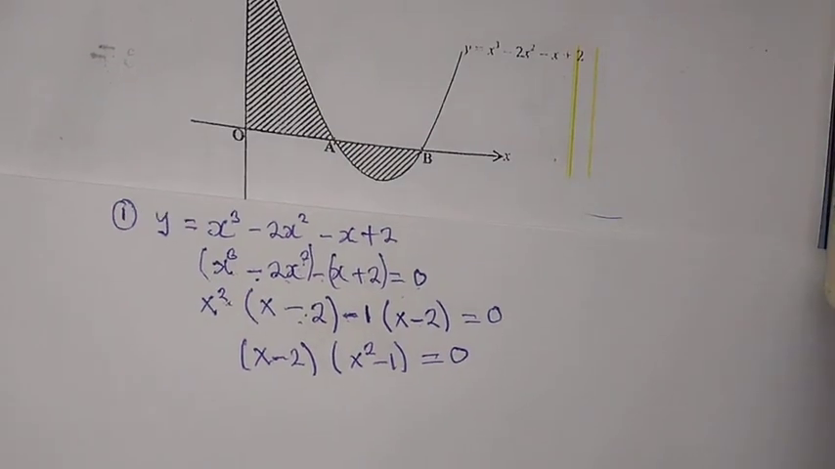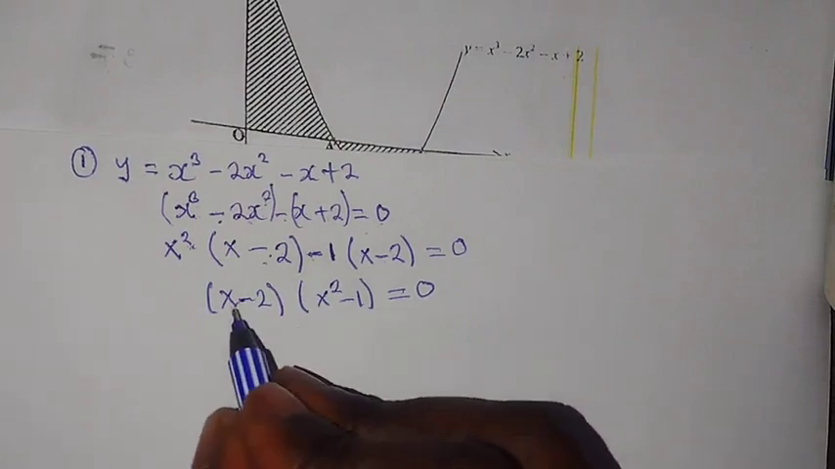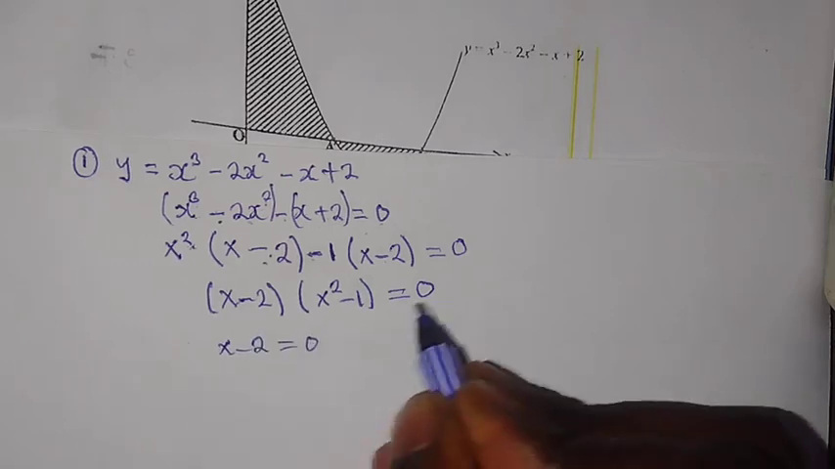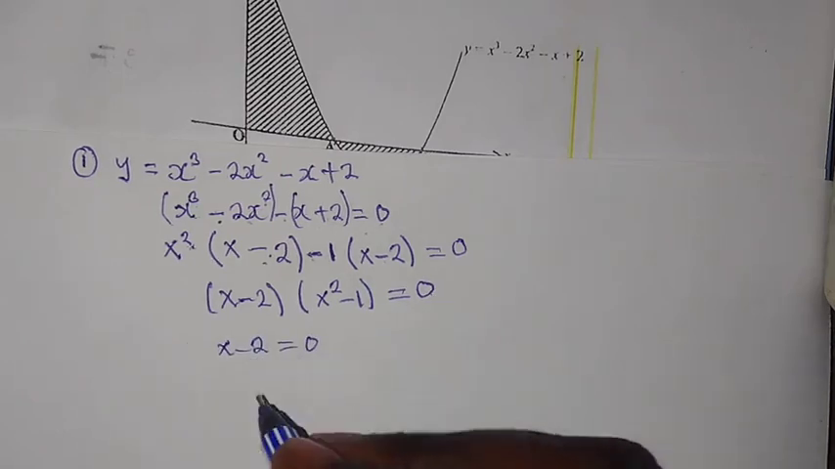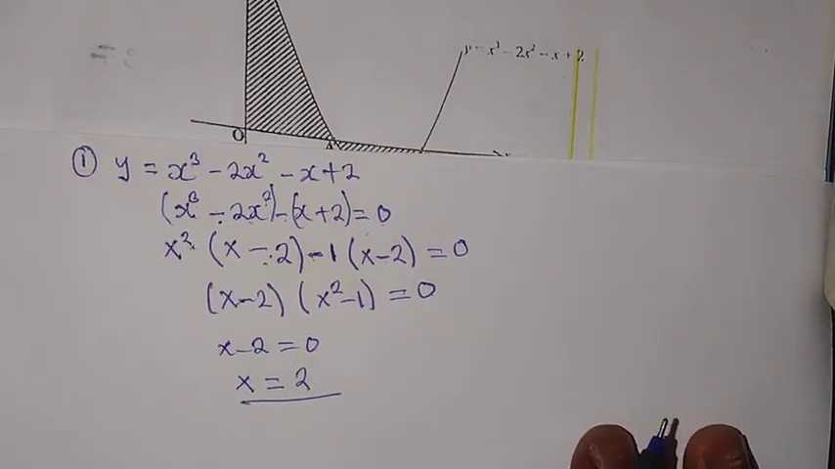So again, here you can observe that first let's equate x minus 2 equal to 0. This 0, first we solve for x. So we are going to have x is equal to 2. So this is the first value of x.